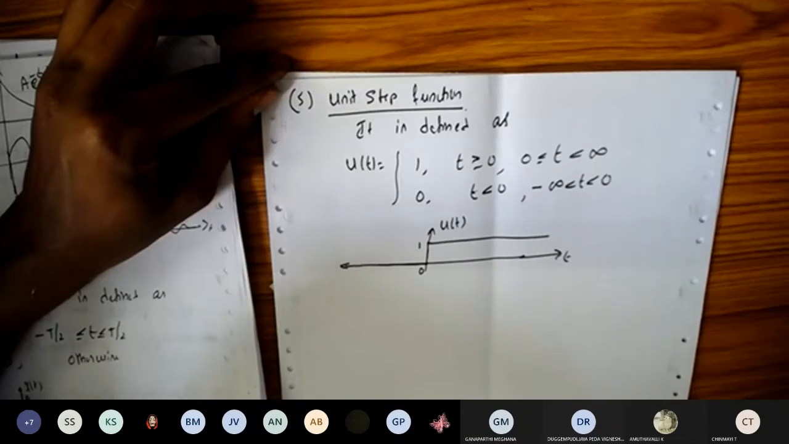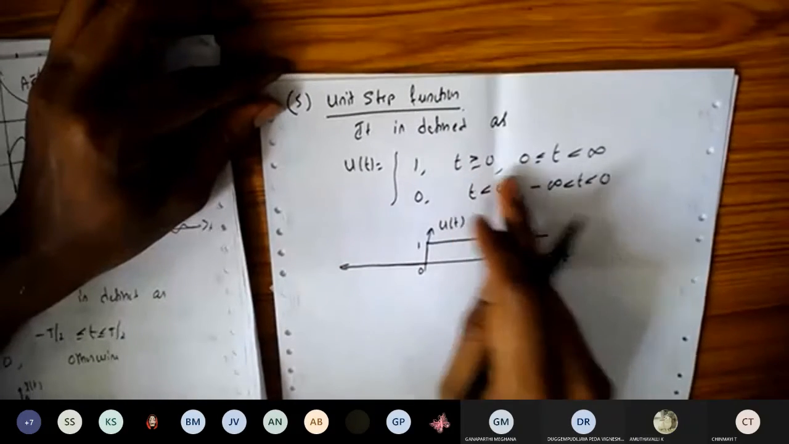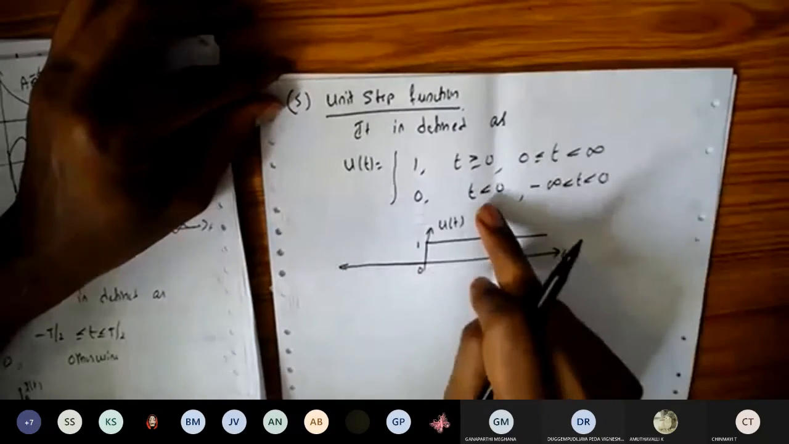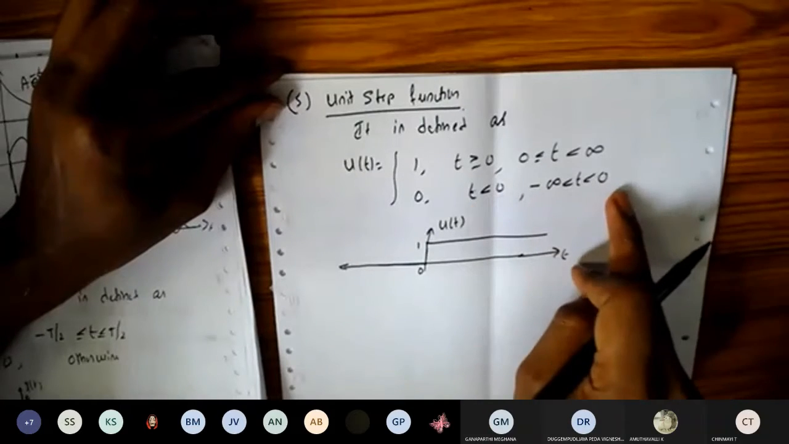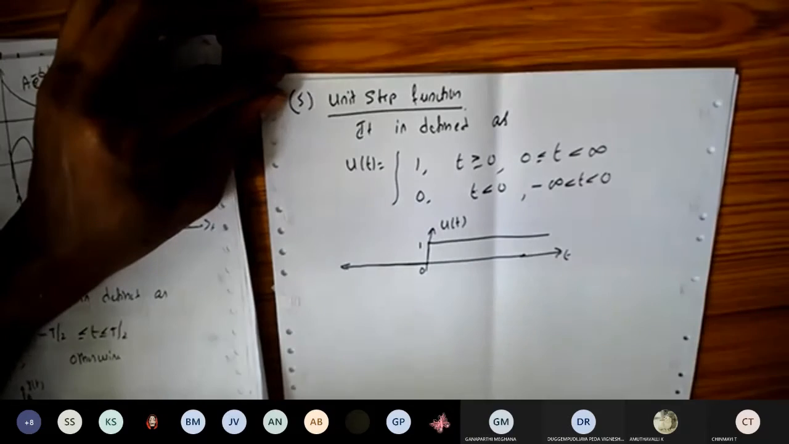So u of t is equal to 1 for t greater than or equal to 0, that is 0 to infinity, and 0 for t less than 0, that is minus infinity to 0. This is called the unit step function.